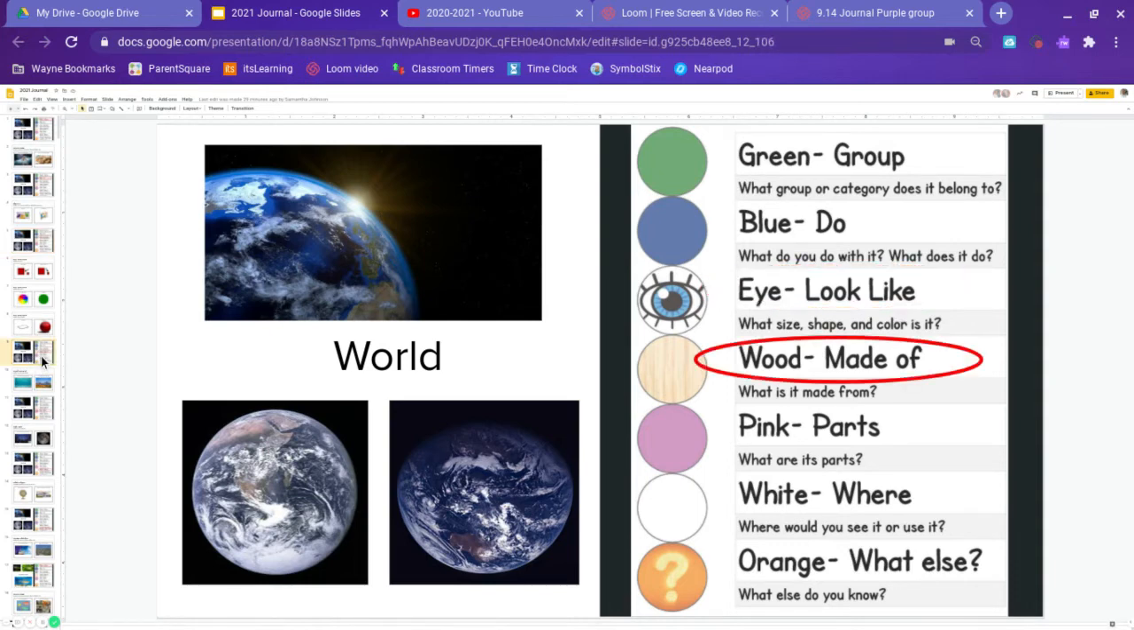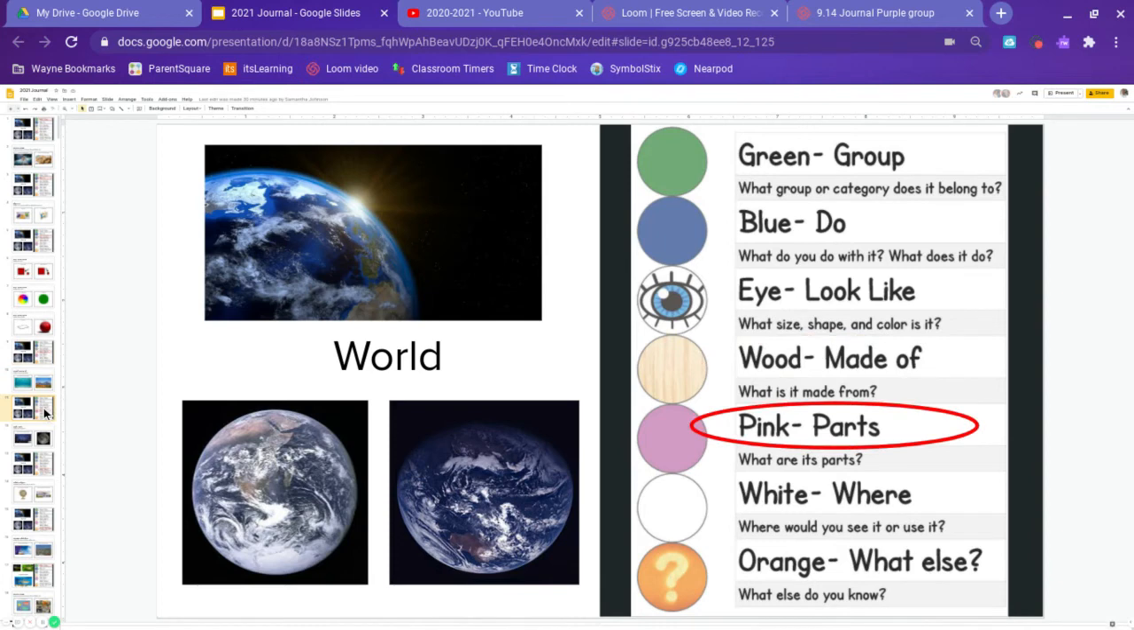All right, so our next one is wood. And wood is what is it made from? So think about this. What is the earth made of? So what's all of this blue here in the middle of our world? What is all of that? What is all that white? Or maybe even the green and brown. What is that? Those are definitely parts of what our earth is made up of.